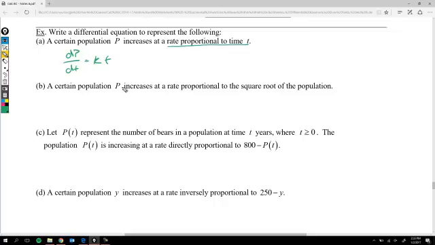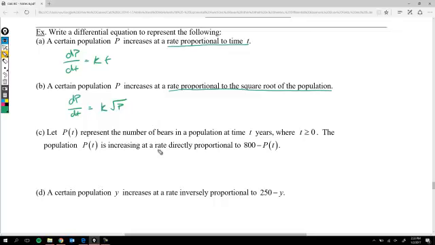A certain population increases at a rate proportional to the square root of the population. Again, it's a rate of my population, so it's my population changing over time, which is directly proportional to the square root of the population. Square root of the population, that's it.